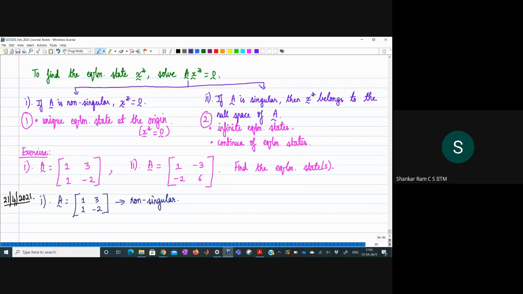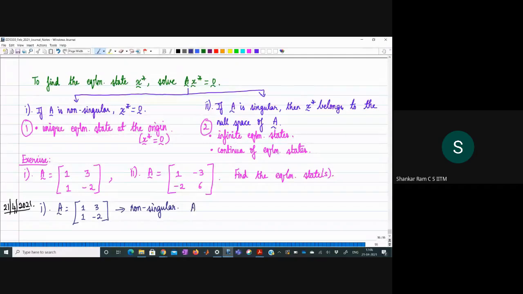So then what happens? Let's try to find the equilibrium state. To find the equilibrium state, we solve A x star equal to 0. Of course, this state matrix corresponds to a second order system. How do I know that it's a second order system? Because please recall that the state matrix is an n by n matrix, where n is the order of the system. That is why we know that this state matrix belongs to a second order system.